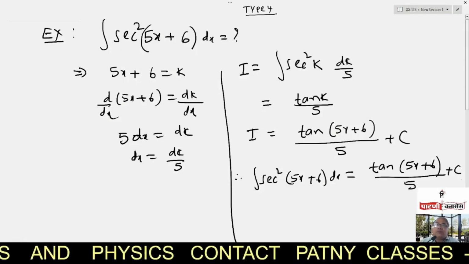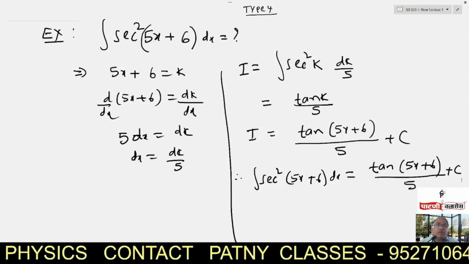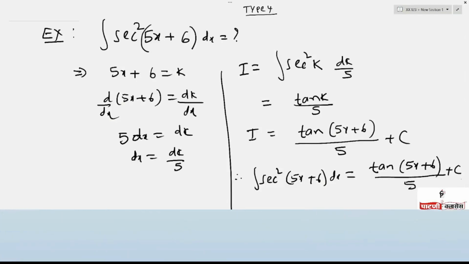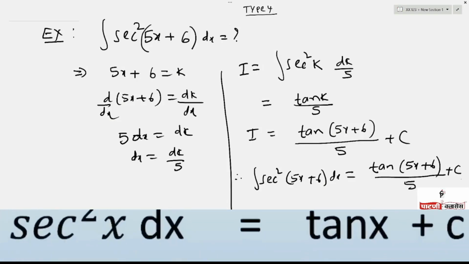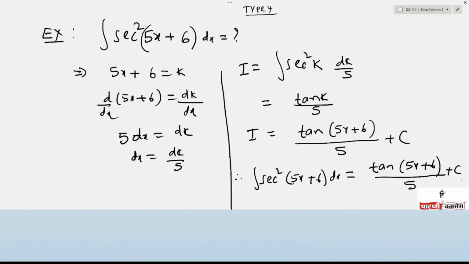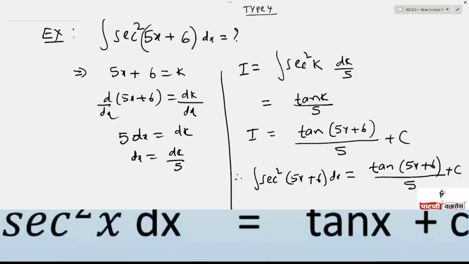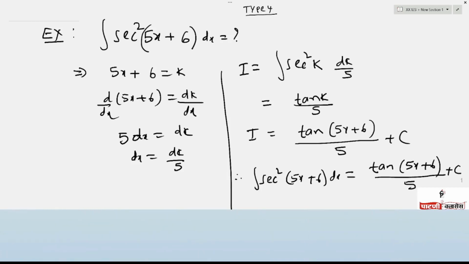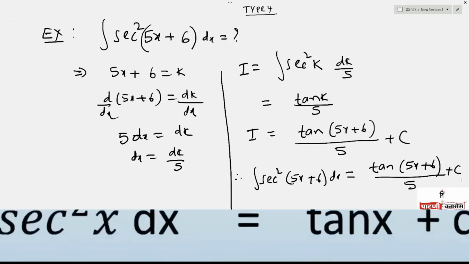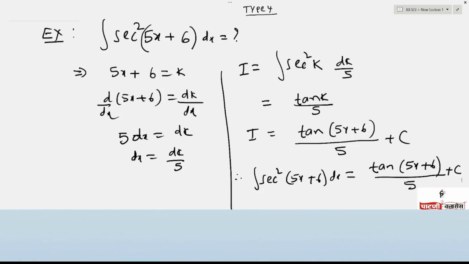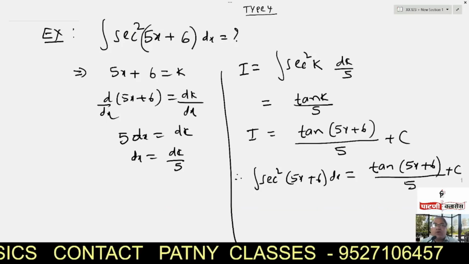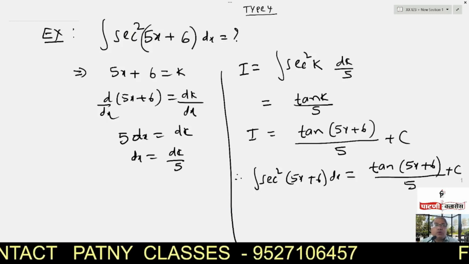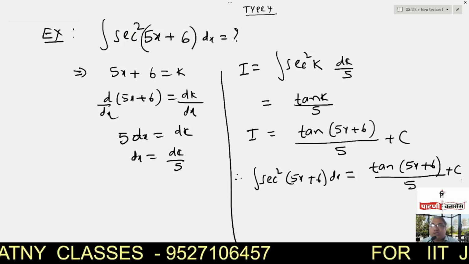Now, integration of sec square 5x plus 6 with respect to x. Steps are as usual. 5x plus 6 equals k. We get dx equals dk upon 5. Therefore, I equals integration of sec square k dk upon 5. 1 upon 5 taken outside, and integration of sec square k is tan k. So it becomes tan k upon 5. Putting back the value of k, that is 5x plus 6, at the end we get integration of sec square 5x plus 6 with respect to x equals tan of 5x plus 6 upon 5 plus c.